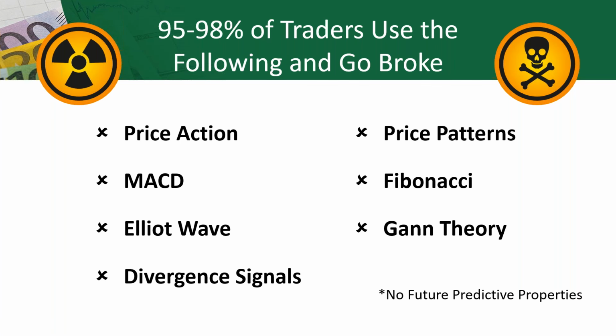So why do they say that 95 to 98% of traders go broke? Because they trade with the same old things that everybody else trades with: price action, MACD, Elliott wave, divergence, price patterns, Fibonacci, Gann theory. None of these things have any future predictive properties. And I'm not saying that the Money Flow Tracker can predict the future, because first of all, that would be ridiculous, and second of all, it wouldn't be true. And I'm not going to tell you things that aren't true, right?